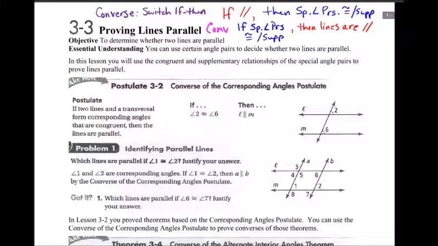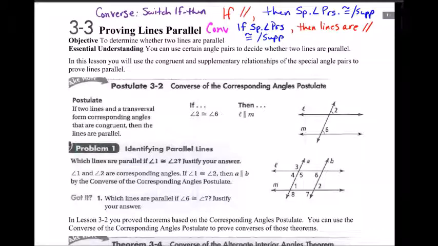3.3, proving lines parallel. If you remember back in 3.2 that we said if two parallel lines are cut by a transversal, then our special angle pairs had special properties. They were either congruent: alternate interior, alternate exterior, and corresponding angles were congruent, and same side interior angles were supplementary.